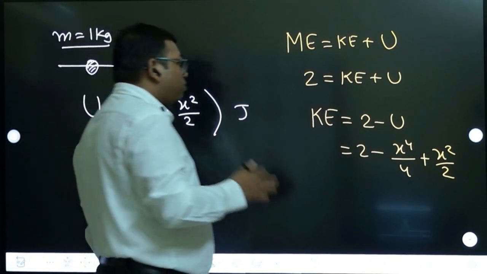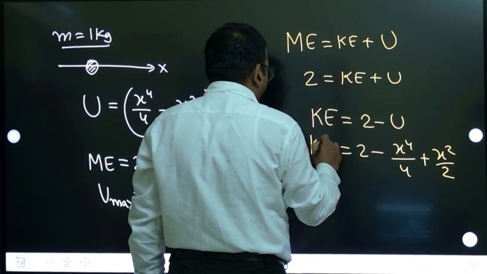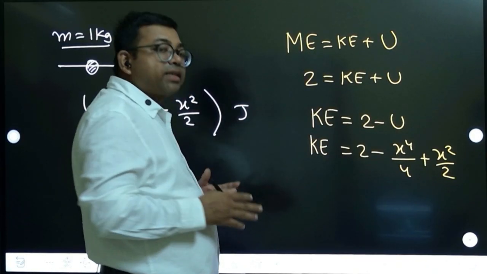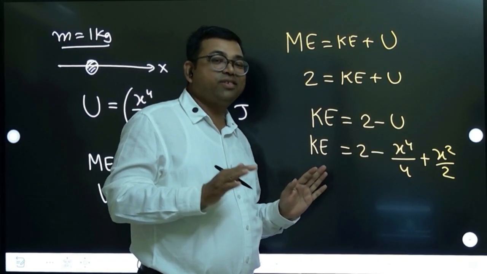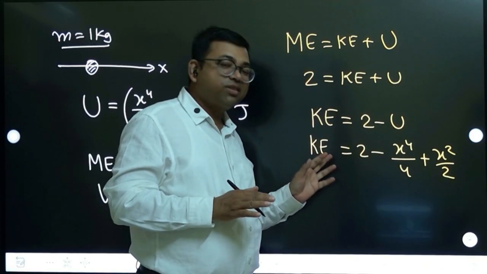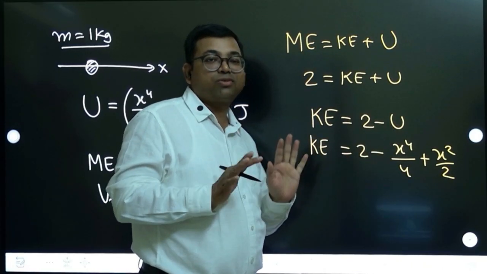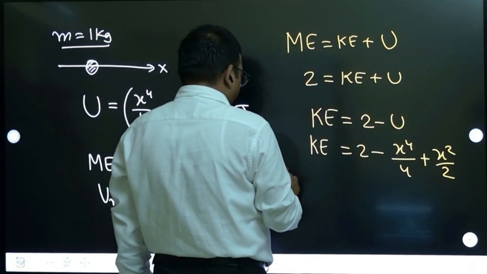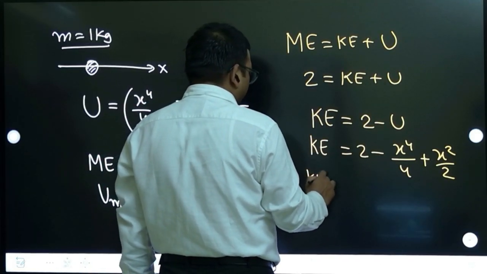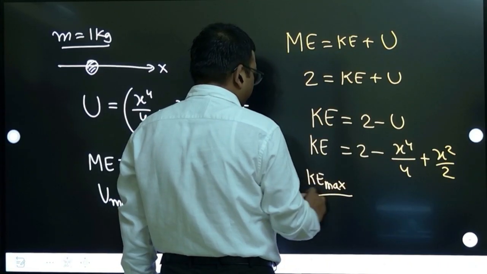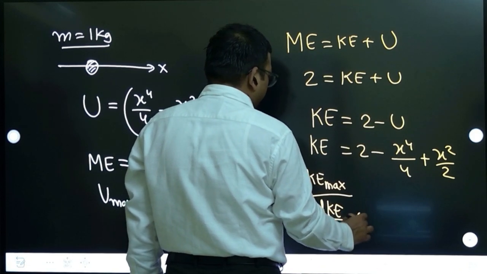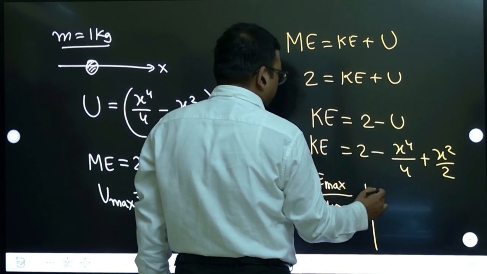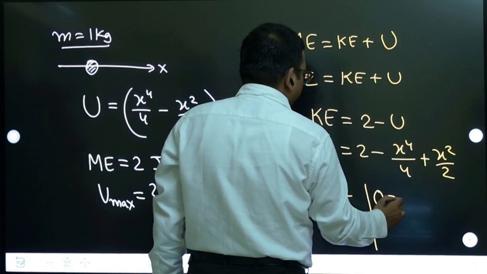Now you want kinetic energy maximum. So what is maxima minima? You have studied maxima minima. Maxima minima means differentiation of kinetic energy should be zero. You know that, right? For kinetic energy maximum, differentiate kinetic energy and the differentiation of kinetic energy has to be zero. So do that differentiation.